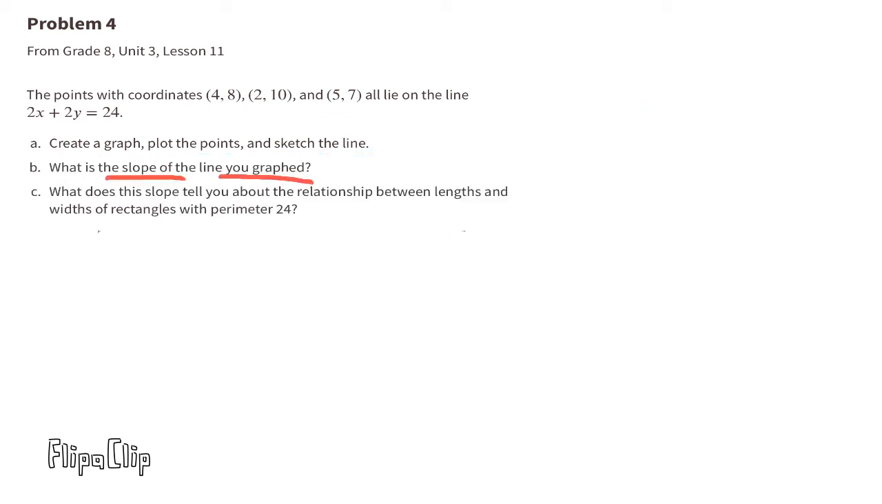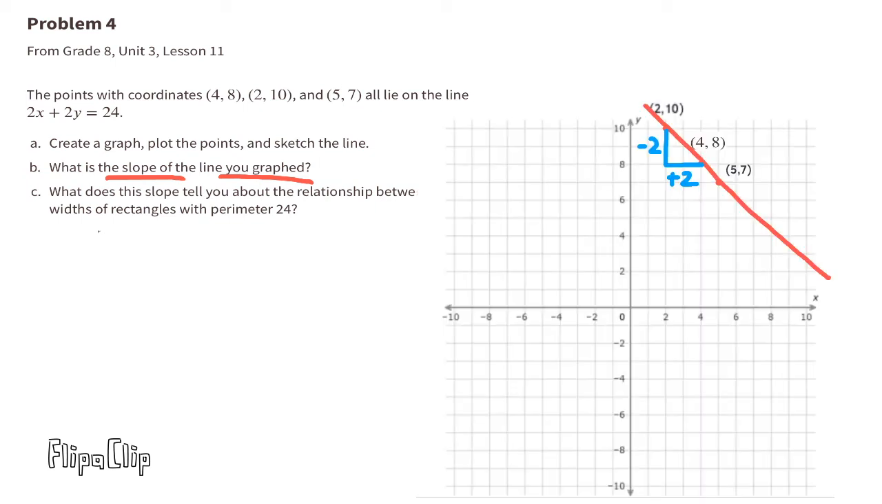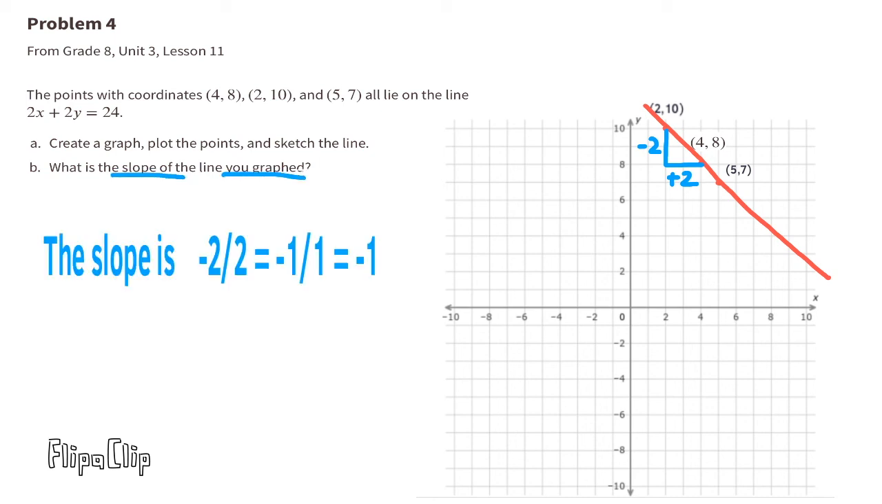B. What is the slope of the line you graphed? Down 2 and to the right 2. So that's negative 2 over positive 2, which is equal to negative 1. The slope of this line is negative 1.